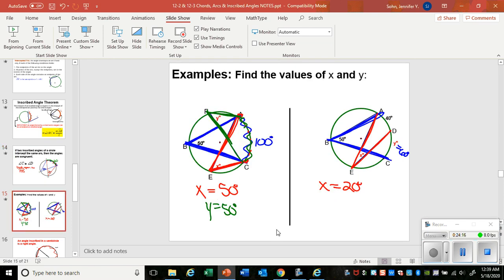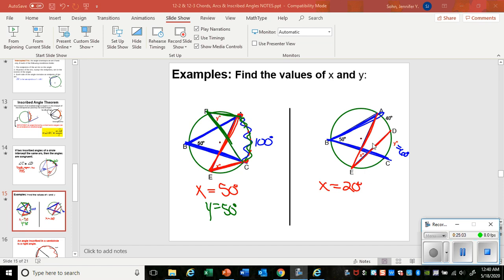Find the value of x and y. As you can see, there are three inscribed angles: y, 50, and x. And look at this arc. They're all open to this arc. If this angle is 50, then this arc will be 50 times 2, which is 100, because an inscribed angle is half of the intercepted arc. All three inscribed angles share the same intercepted arc. So this is going to be 50, that's going to be 50. So x and y are therefore both 50 degrees.